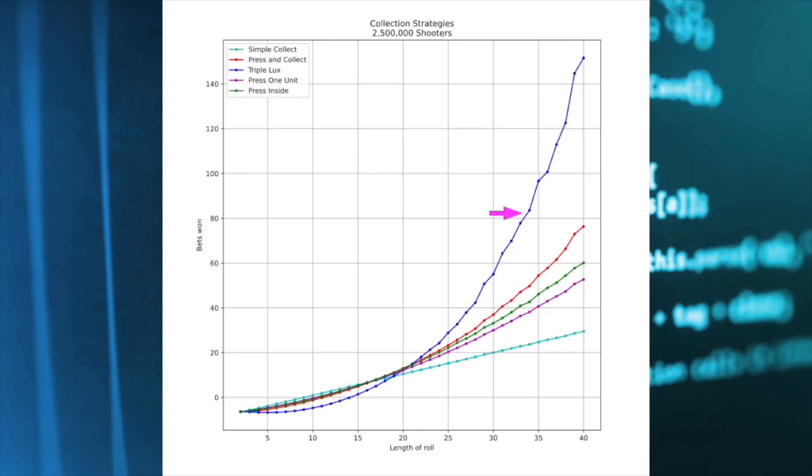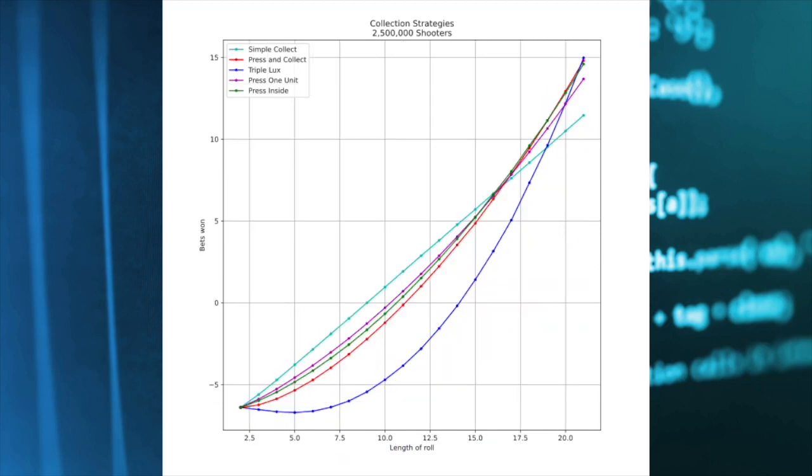The next best for long rolls is the straight Press and Collect. Its start isn't as slow as Triple Lux, but it also doesn't have quite the dramatic increase. The other strategies are a little worse for longer rolls, up to Simple Collect, which just stays linear forever. But let's take a closer look down in this region, where we know that more than 90% of rolls happen.